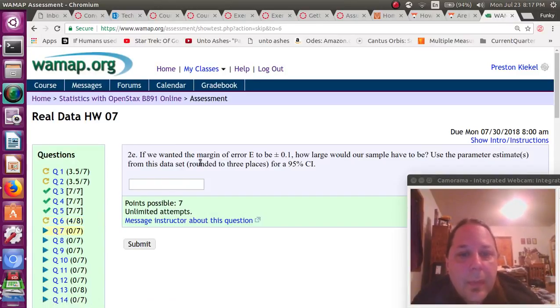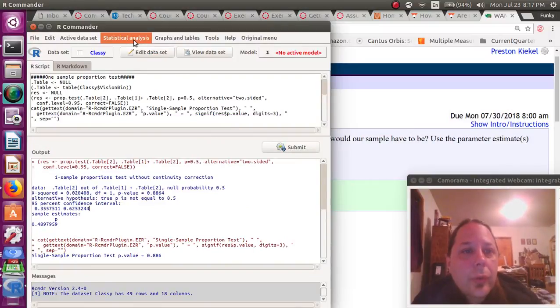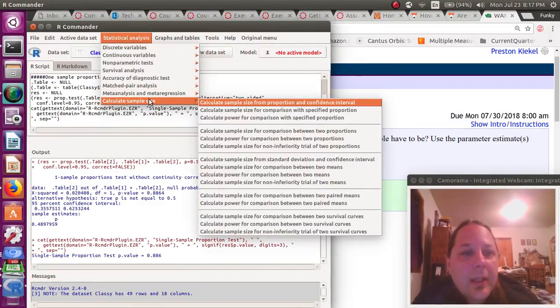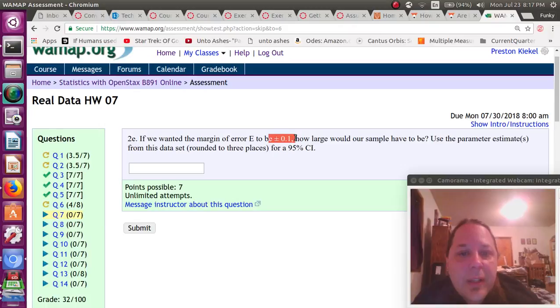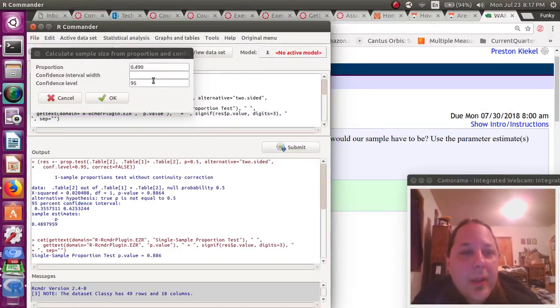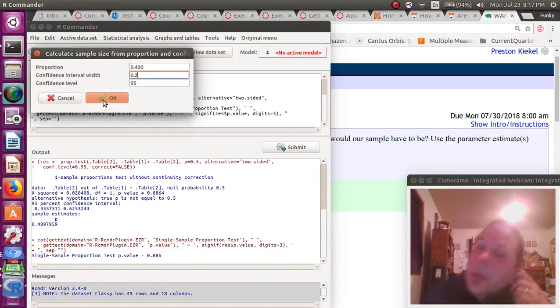Okay, coming in here. Here's how you estimate sample size using RcmdRPlugin.EZR. You go to Statistical Analysis, Calculate Sample Size. The first option is what we want right now. Calculate sample size from proportion and confidence interval. Click on it. Give it the proportion that you're starting as your estimate, which is 0.490 from the data. How wide do I want the interval? Well, I said plus or minus 0.1. That means the width is going to be 0.2. 0.1 above and 0.1 below. That's what it means to be above and below.